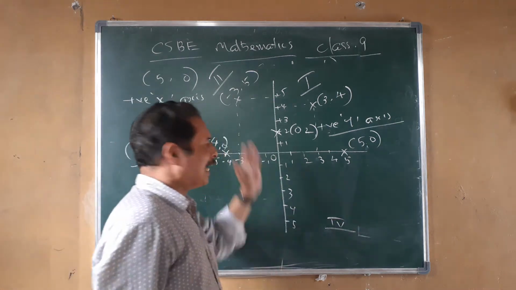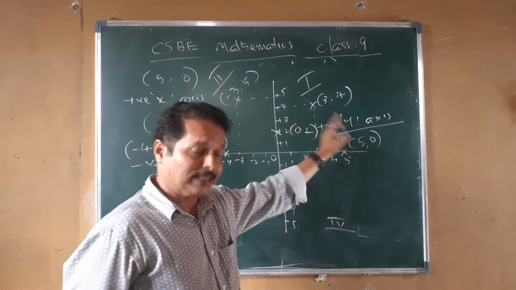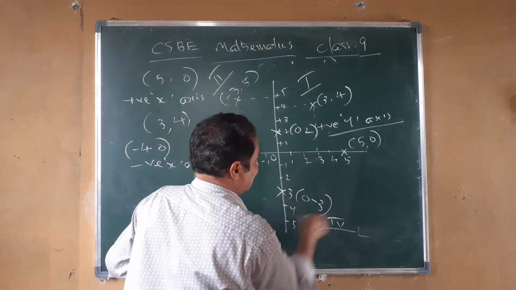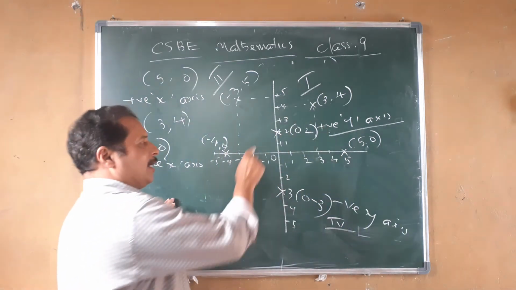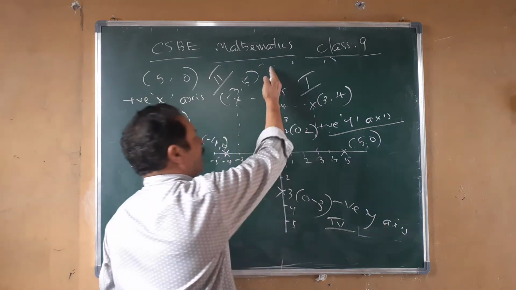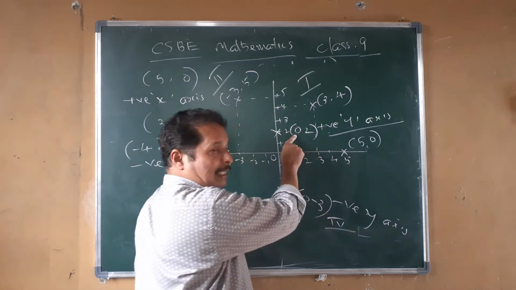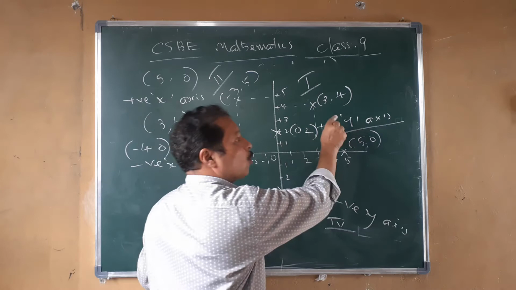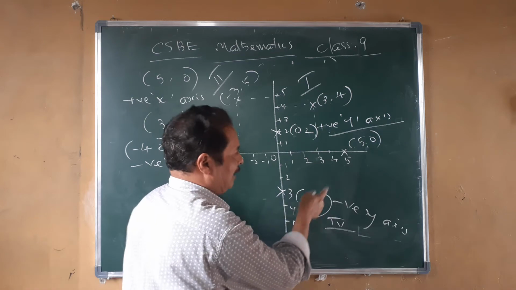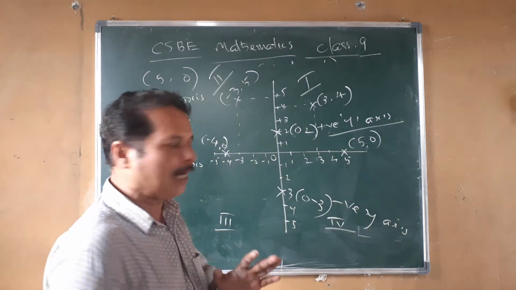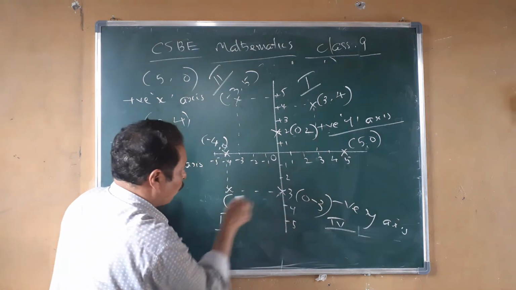Now this is a line. X-axis and y-axis are lines. So 0, 2 lies on the positive y-axis and 0, minus 3 lies on the negative y-axis. So if the x coordinate is 0, it lies on the y-axis. And if the x coordinate is 0 and the y coordinate is positive, it is on the positive y-axis. If the x coordinate is 0 and the y coordinate is negative, it is on the negative y-axis. You get the idea?